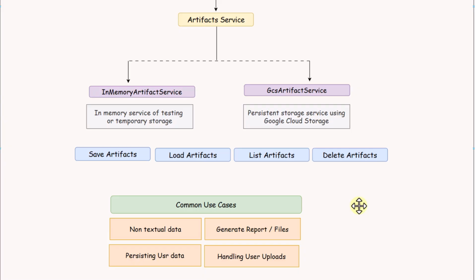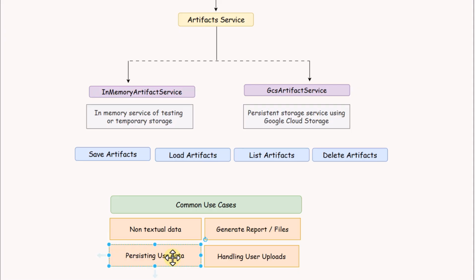Now, where exactly is it going to be useful? There are some common use cases. It is going to be helpful in dealing with non-textual data like video, spreadsheet, PDF, any kind of file you can consider as an artifact. Another use case would be where your agent has to generate certain kinds of reports and files.